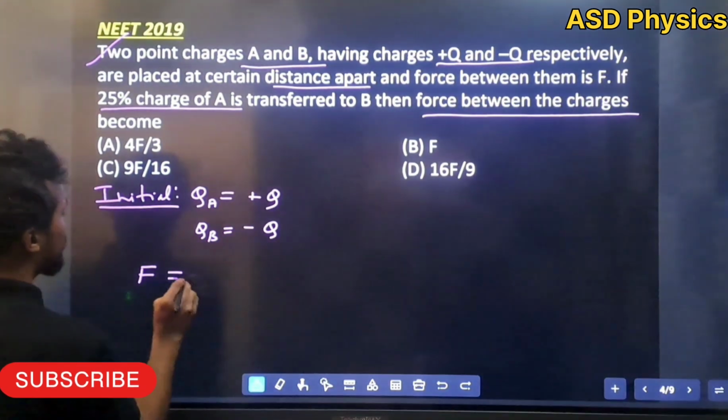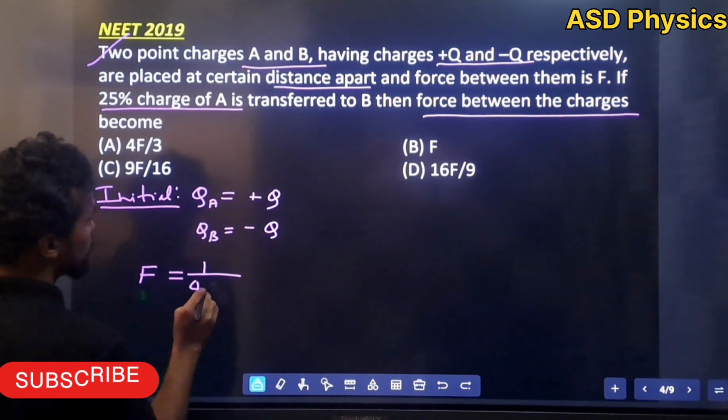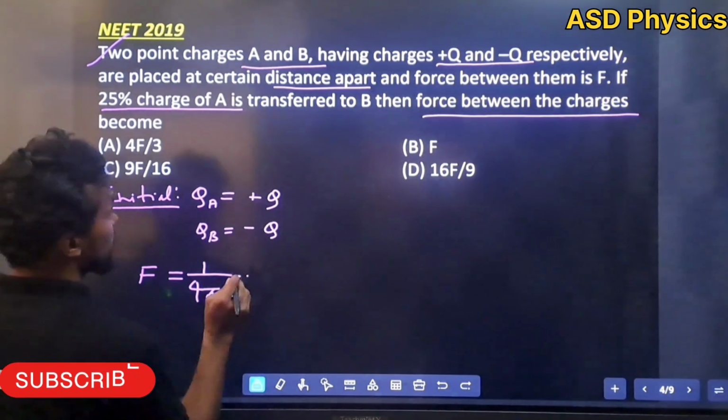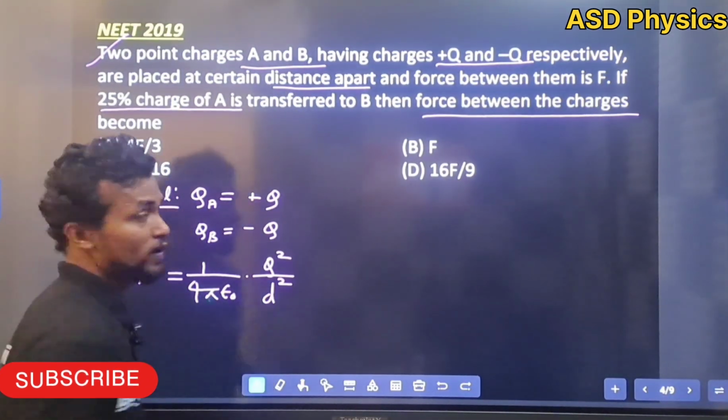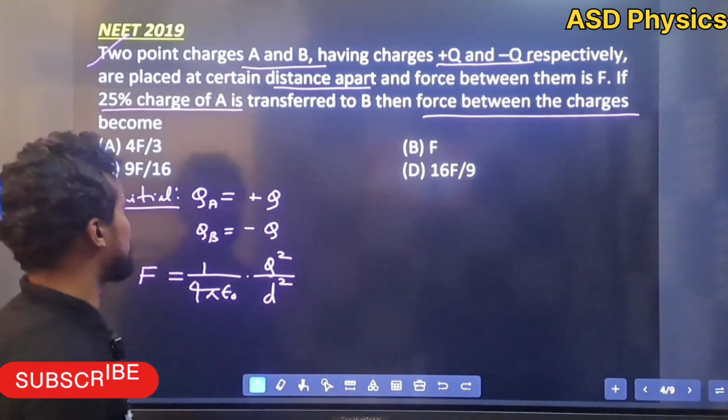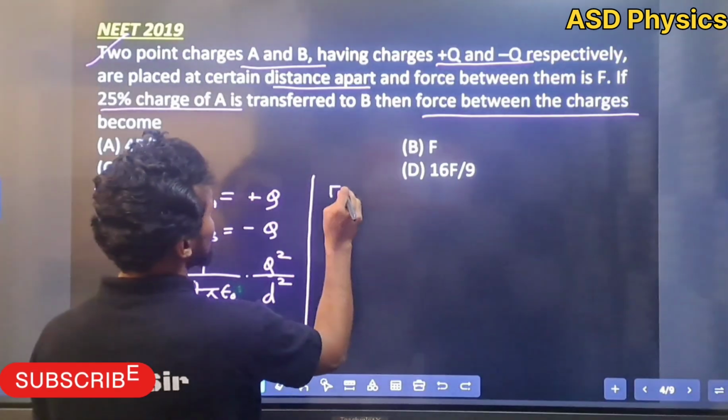So in this situation, force is F. What is the formula, students? You know very well, 1 by 4 pi epsilon naught into what to write here? Q square by d square. We have to only take the magnitude of the charges here. This is the initial condition.